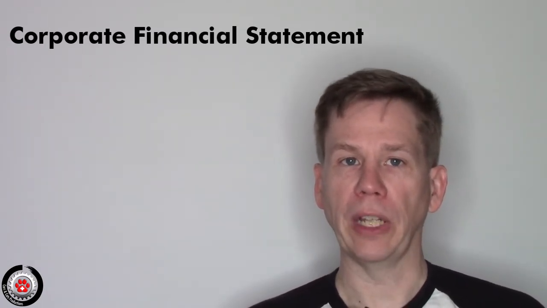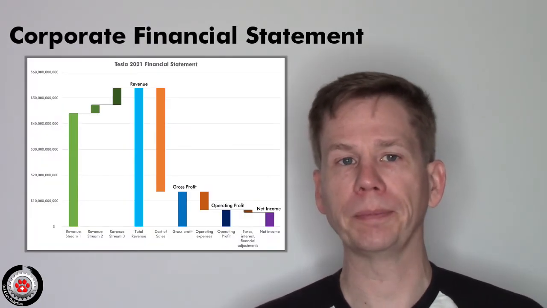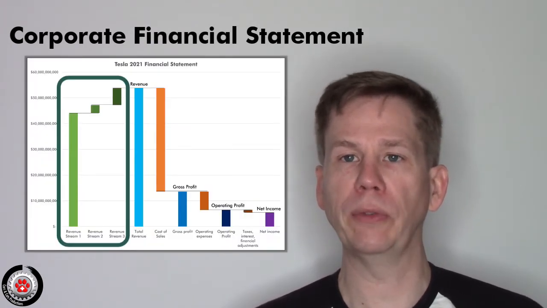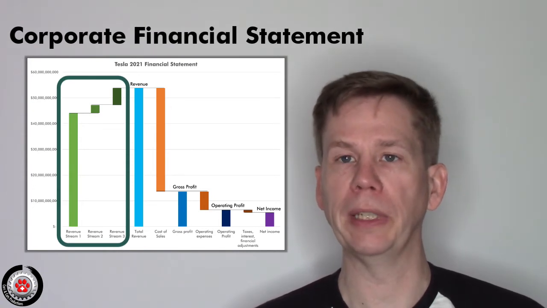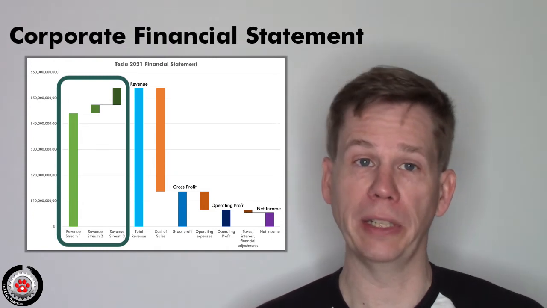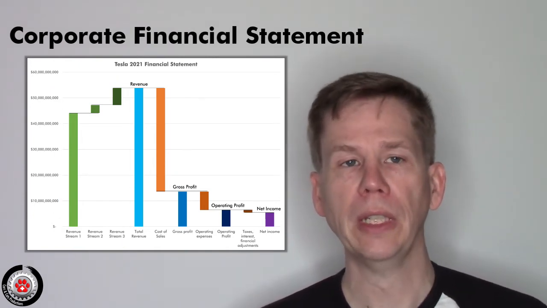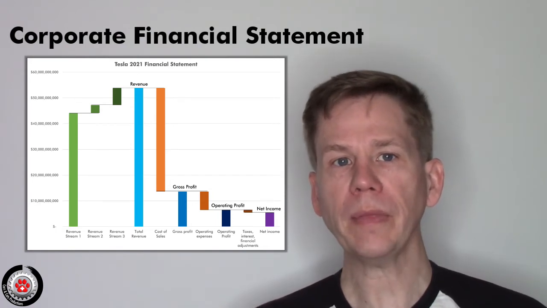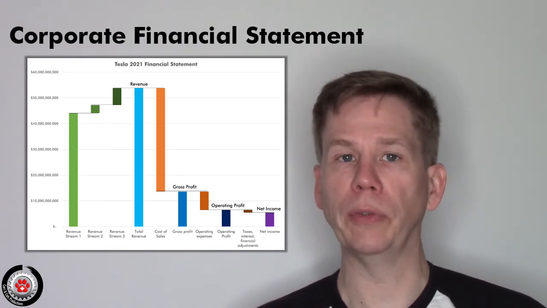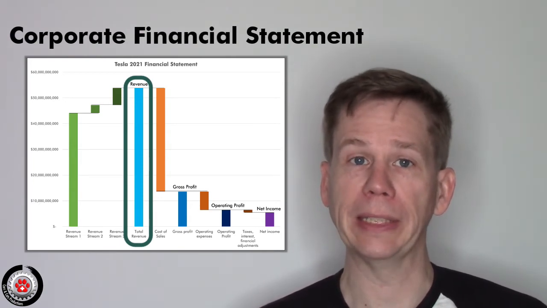So if we have a look at one specific example, this is Tesla 2021. Most companies will have several different revenue streams. So for a car company, maybe different cars they're selling, or maybe they have different businesses, in this case, energy production and carbon credits. You add up all of those revenue streams, and that comes to a total revenue of the company, how much money is coming into the company.